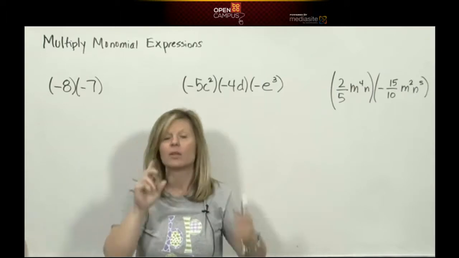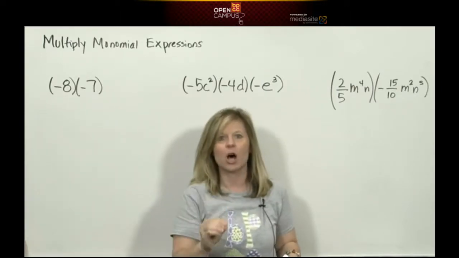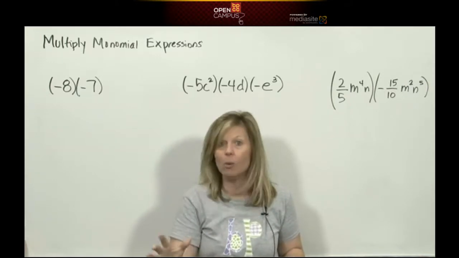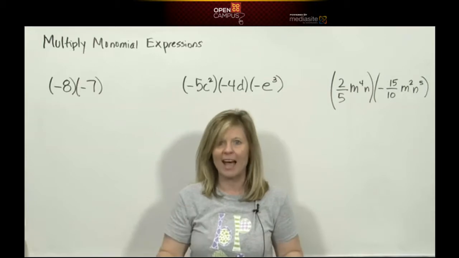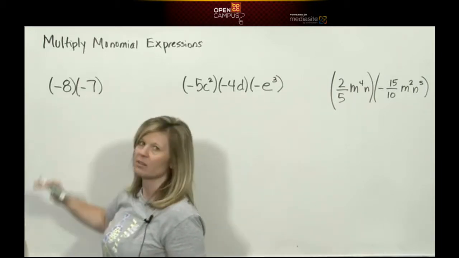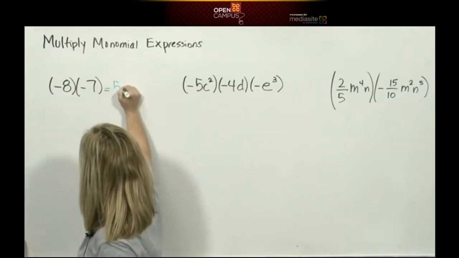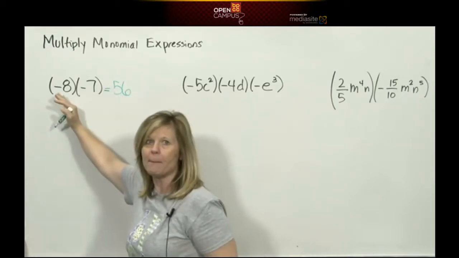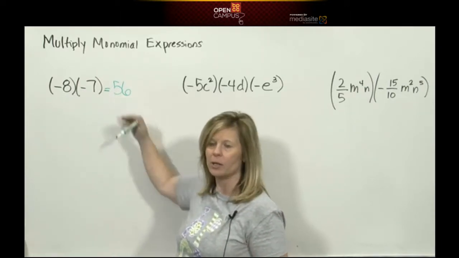It's all up here. First thing, our rules. A negative times a negative is always going to be a positive. Always. Don't question it, don't think about it, just know your facts. So we know this is going to be a positive. And 8 times 7 is on your times tables, that should be 56. When you multiply a monomial times a monomial, your answer is one term, a monomial.